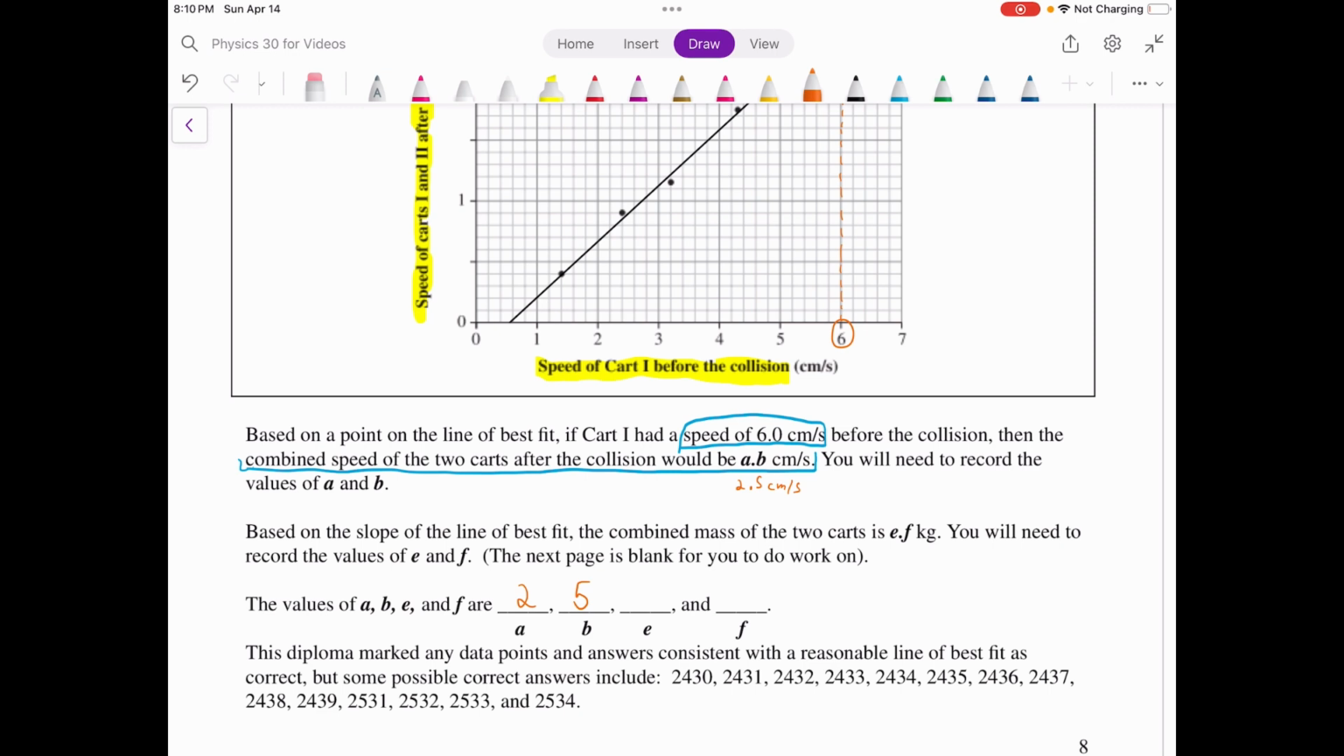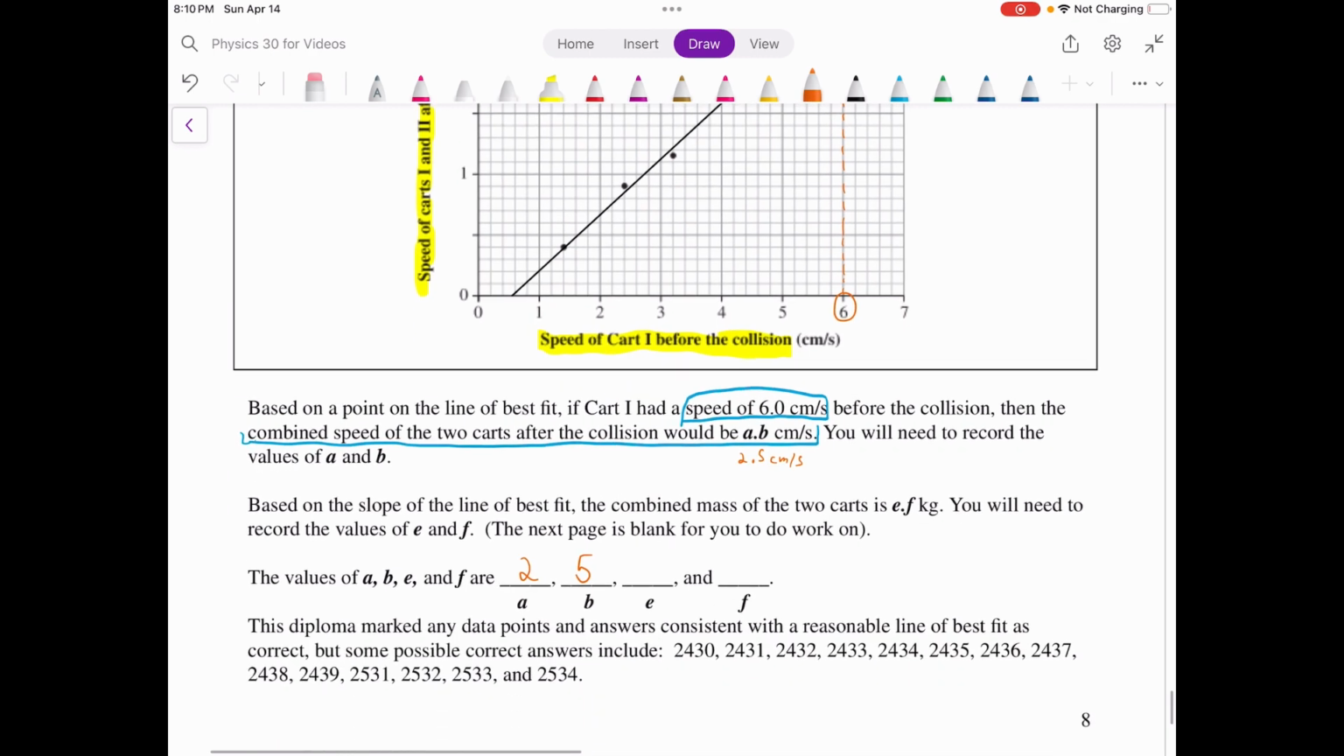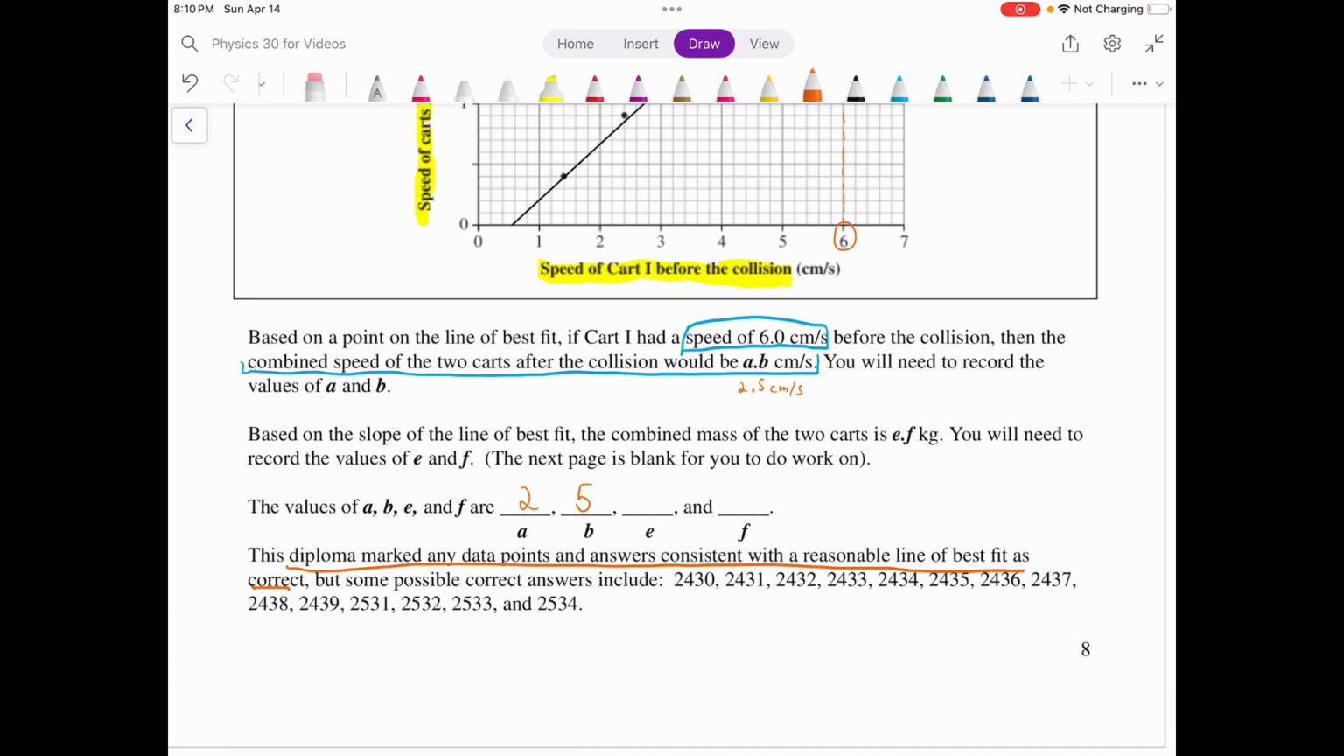The diploma is reasonable here because they know slight differences in your lines of best fit might lead to slightly different answers, okay? So the diploma marked any points and answers consistent with a reasonable line of best fit as correct. So some possible correct answers include, they're actually not limited to this. I think they took up to 2.6 even, but you can see so far we're good. 2.5 was an acceptable answer. They also took 2.4, and I think, if I remember correctly, they took 2.6.